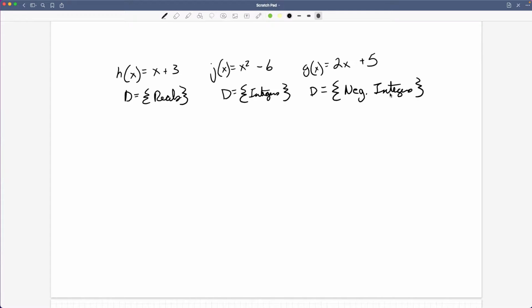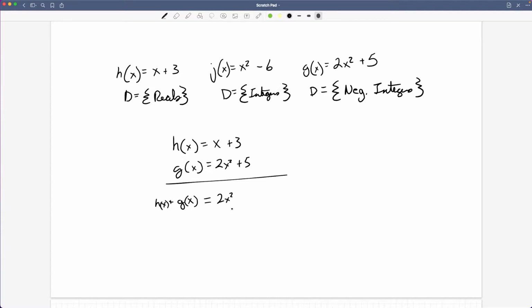If we want, we can add two of these equations and we get an equation for the sum. So let's add h and g together. I can just write them over the top of one another. I'm sorry, this is 2x squared. And I can add those together just like I normally would. So h of x plus g of x equals 2x squared. I'm going to just write it in descending order. Plus x plus 8, because 3 and 5 are 8.